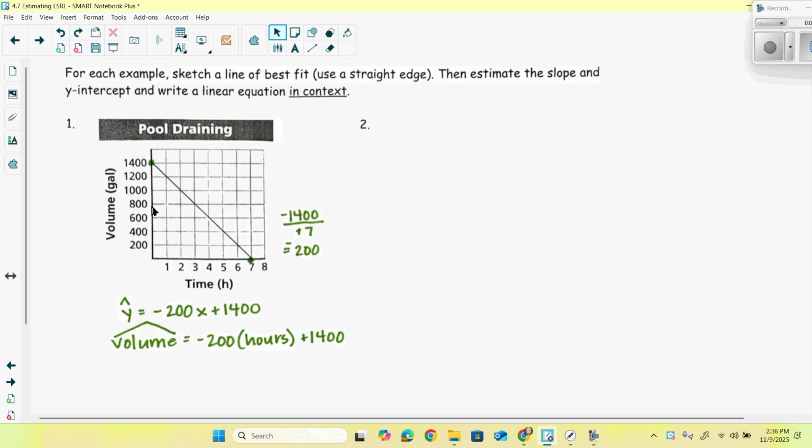So we would say in context, this predicted equation, y hat equals negative 200x plus 1400, means you plug in a number for x. That's how many hours it's been draining at 200 gallons per hour. We can figure out what the volume that's left is. So the predicted volume equals minus 200 times hours plus 1400. All right, and technically I would argue that this doesn't even require the y-hat because I don't see the scatter plot. This is really just a linear relationship that we should be able to say y equals, but we're practicing here in context of taking data.